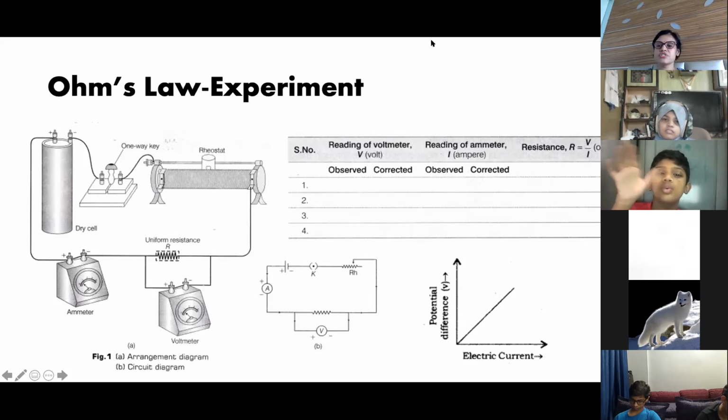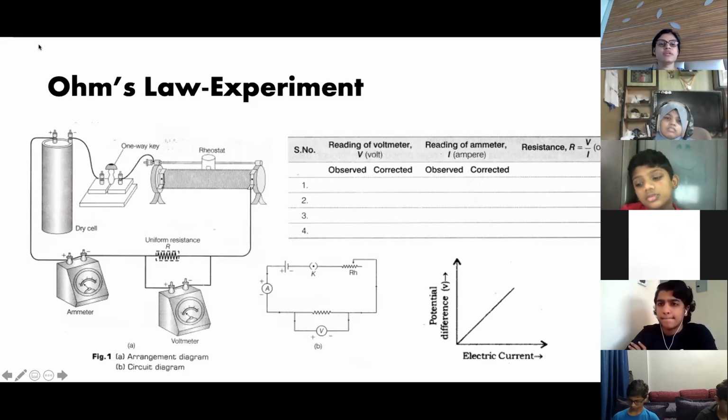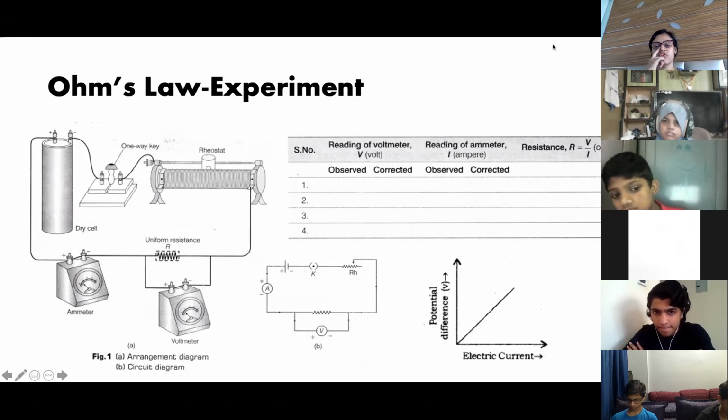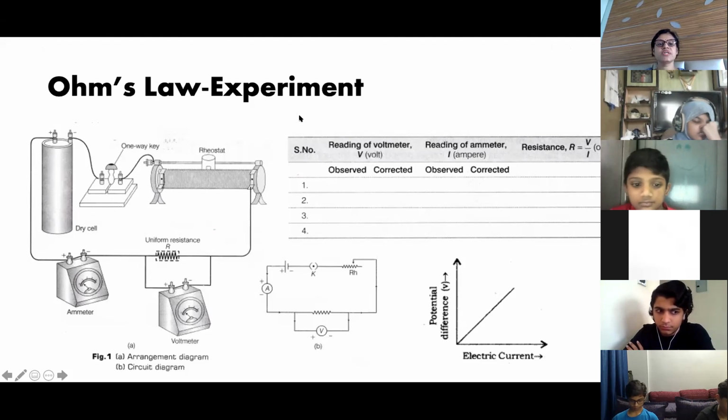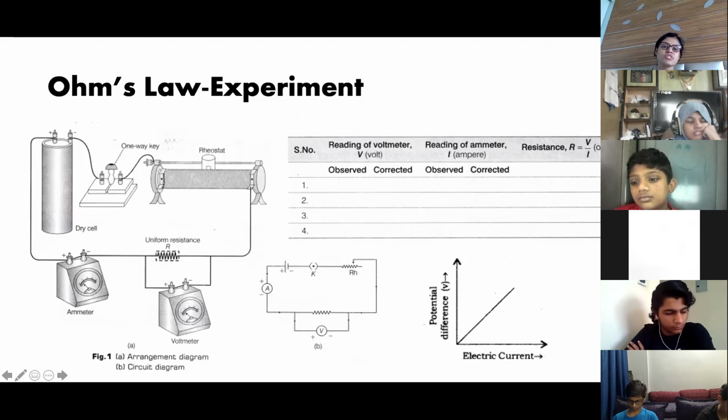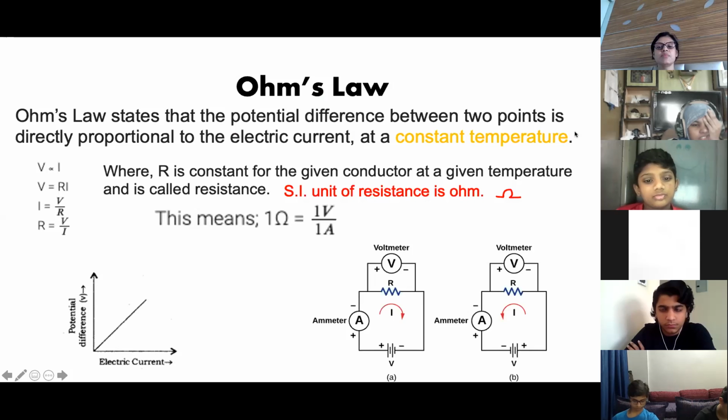So is it clear what Ohm's law is? Yes, ma'am. Who can give me the formula for Ohm's law? Muni, what is it? V is equal to IR. Yes. So when I say it in statement form, you will say V is equal to IR at constant temperature. You will state it as: at constant temperature, the potential difference between 2 points is directly proportional to the electric current.